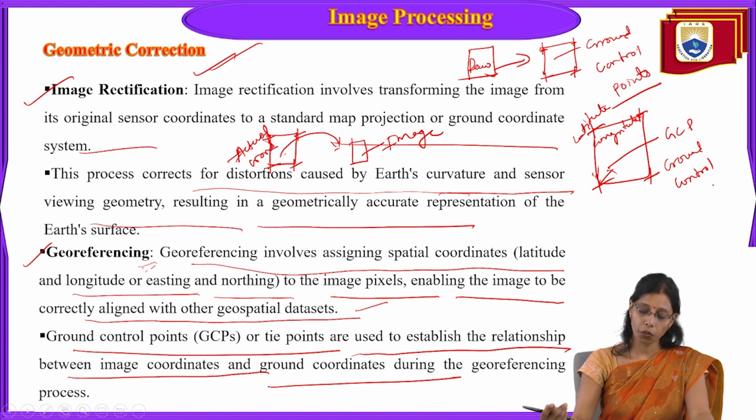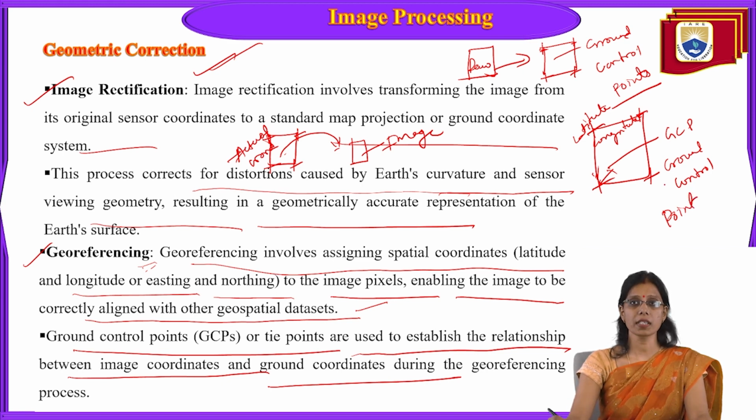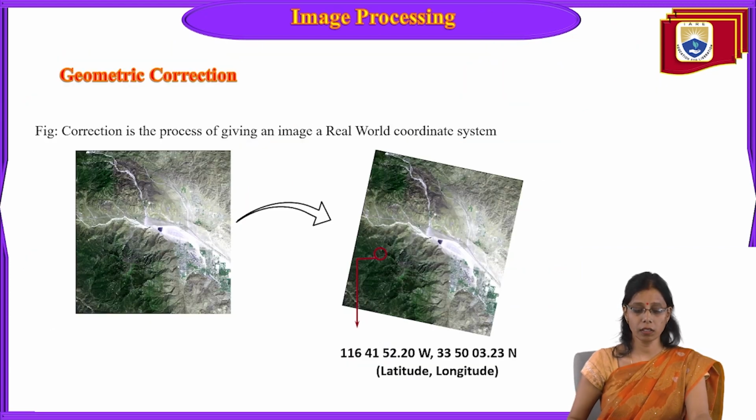What it does basically is that ground control points will control the entire image. Once the points are assigned to the image, they will control the entire image. It will fix to its location exactly. So when we overlap that image on the actual ground, it will exactly fit to that ground. That is called georeferencing: assigning the real world coordinates, the latitude and longitude, to the image pixels, enabling the image to correctly align with the other data sets.